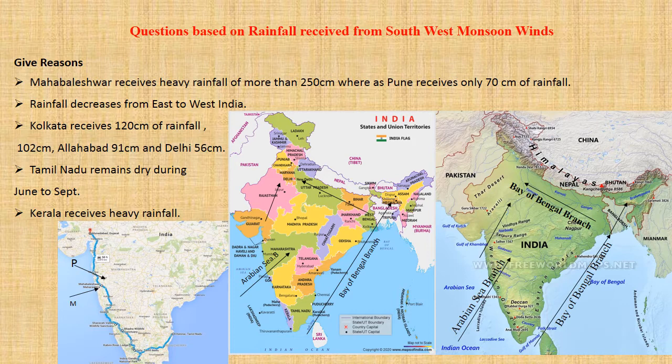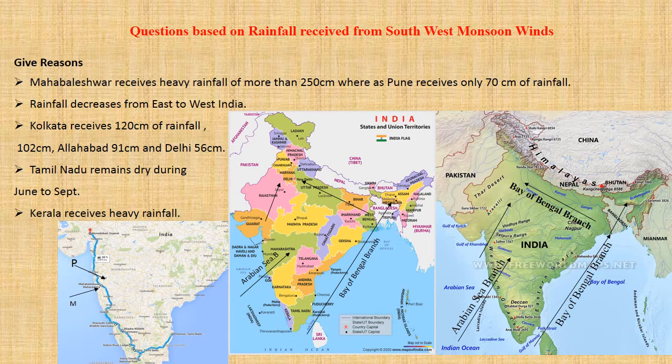Now let's go to Kerala. Kerala receives heavy rainfall. Give reason. Look at the political map. Kerala lies at the southern tip of India and it is the state that faces the southwest monsoon winds first. So it will receive heavy rainfall.